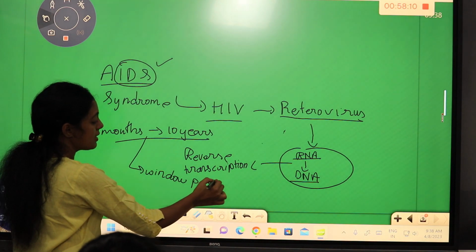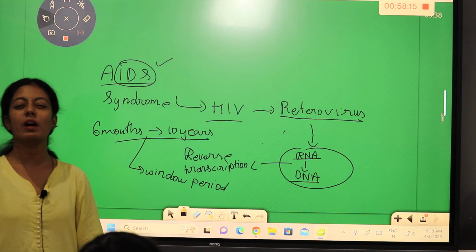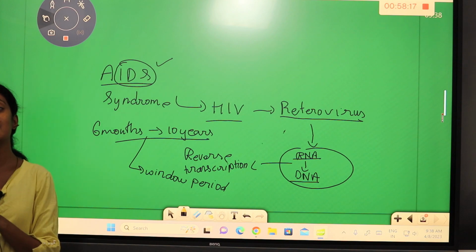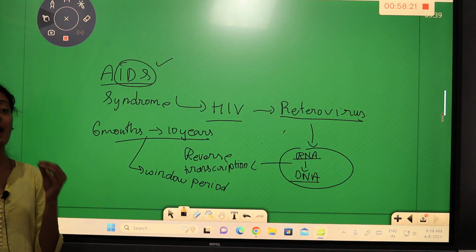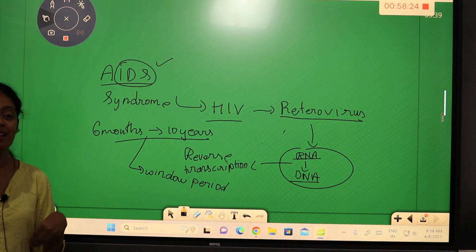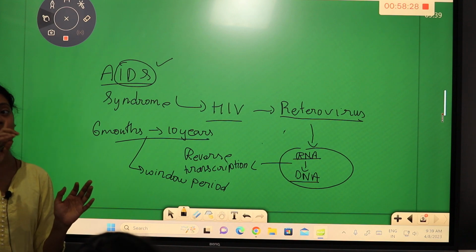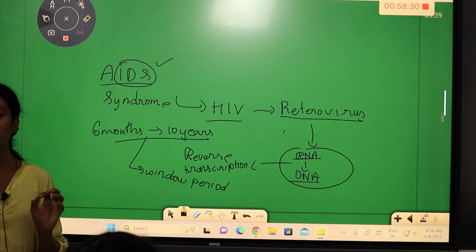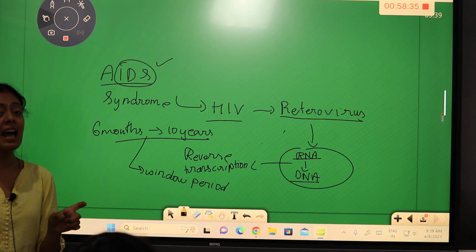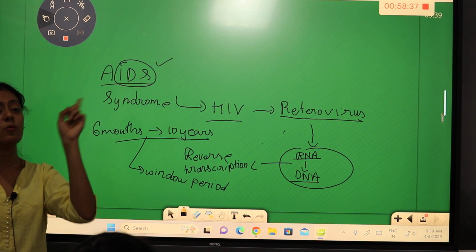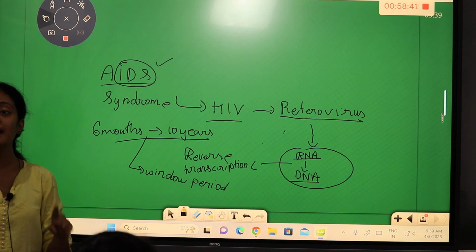They can ask you what is the window period of this disease? 6 months to 10 years. It is only after a certain time they will start showing their symptoms. By the time they start showing their symptoms, the virus would have spread to your entire body. So that's why HIV treatment is still a very big question mark. Even with so much research, we still haven't understood what this virus is exactly doing in our body.